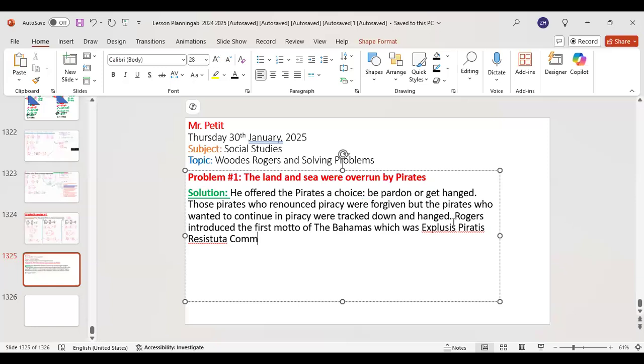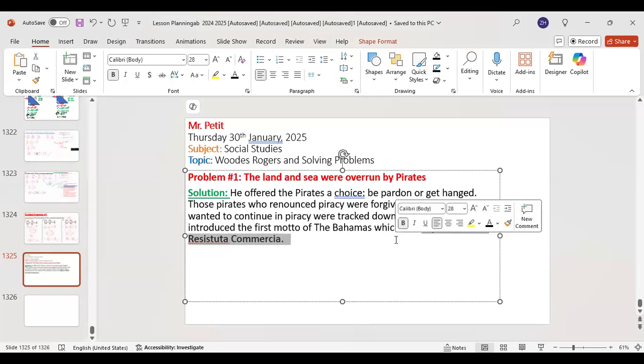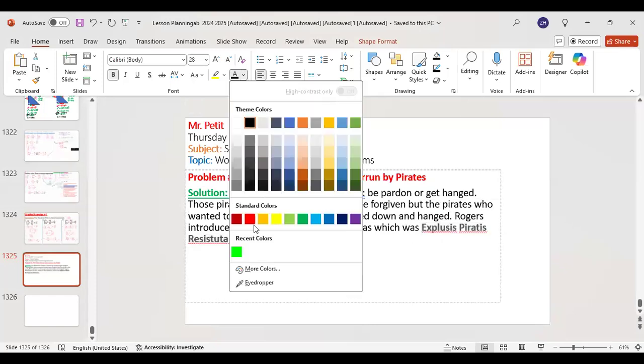Say it again. Expulsis piratis restituta commercia. There we go, that's the motto. That's his motto. And can anyone guess what that means?